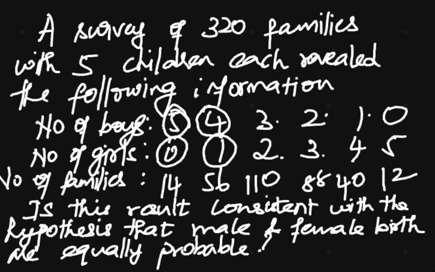So according to this, the number of families is also given. The number of families having 5 boys and 0 girls is 14. The number of families having 4 boys and 1 girl is 56. Similarly, 3 boys with 2 girls, the number of families is 110. And 2 boys and 3 girls, the number of families is 88. 1 boy with 4 girls is 40, and 0 boys with 5 girls is 12.